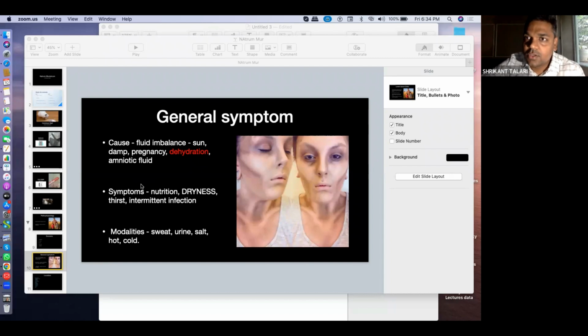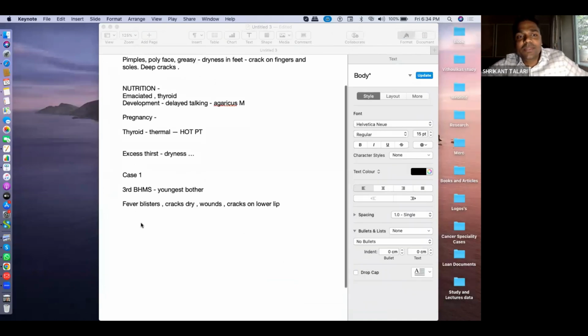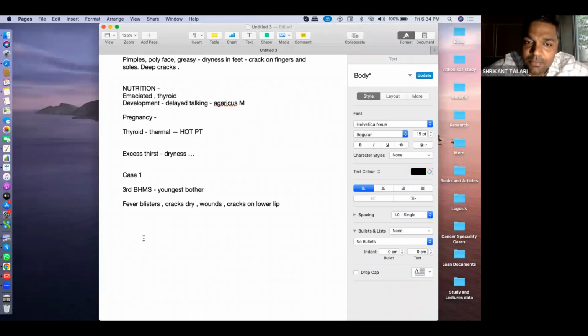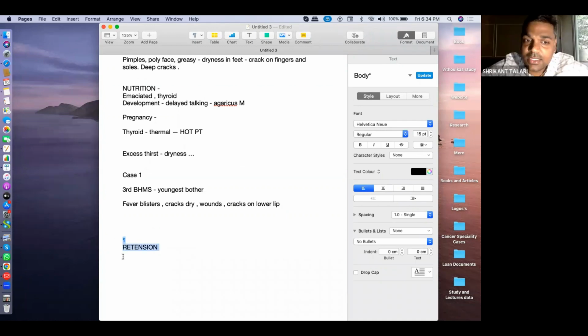Okay. So that is about the physical symptoms. Now, mental symptoms. Again, what you'll see, it will be the same. What? Anybody? Again, the excess or lacking. Again, the same thing you will see, that is retention.